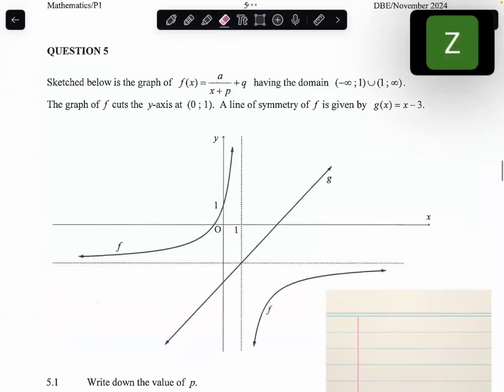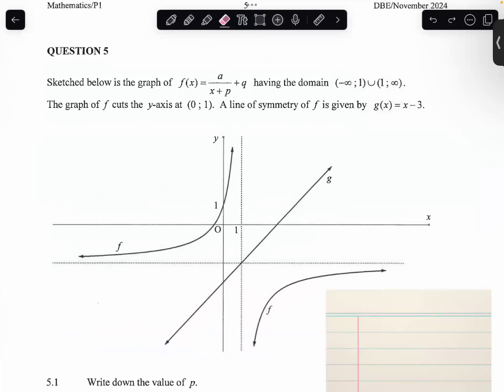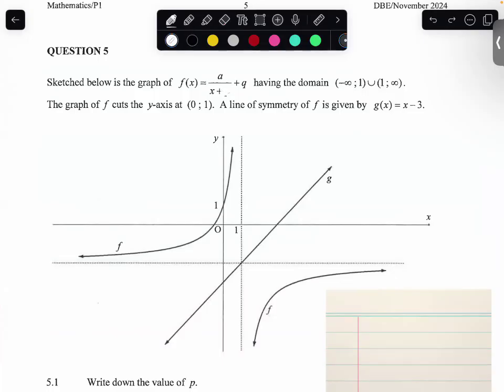All right, question 5 says, sketched below is the graph of f of x, that's a hyperbola, having the domain minus infinity to 1 and 1 to infinity. That means excluding 1, right? Which naturally then means that 1 is the vertical asymptote of this hyperbola. And so automatically that makes me want to put in this 1 here. Before we even read further, because positive 1 is the asymptote, this has to be minus 1. Okay, the graph of f cuts the y-axis at 0 and 1.